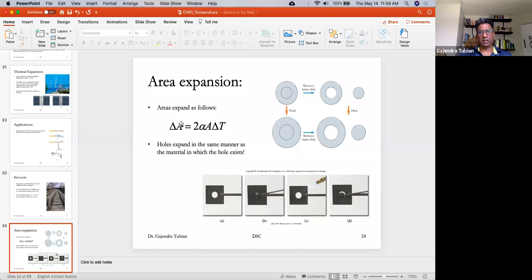And by the way, the area increases 2 alpha times area times the rise in temperature. So the area expansion coefficient is just twice the linear expansion coefficient.